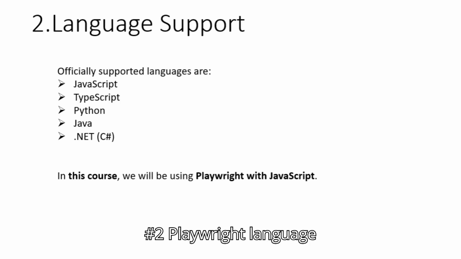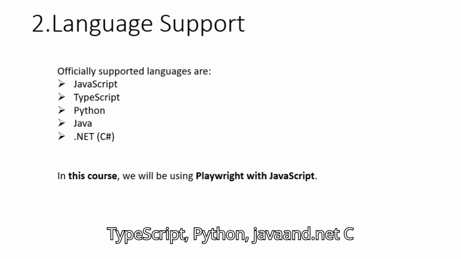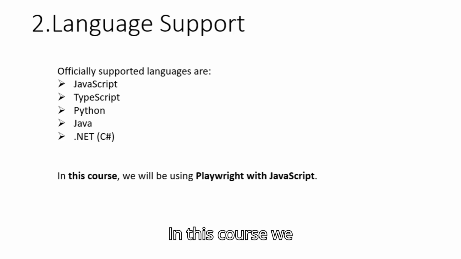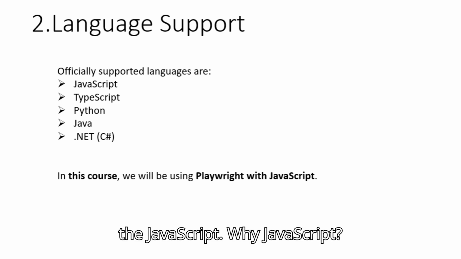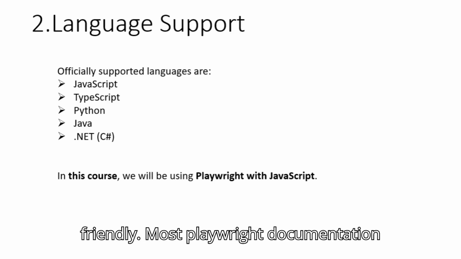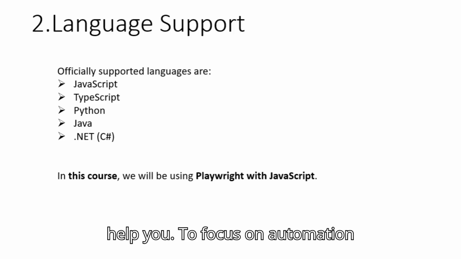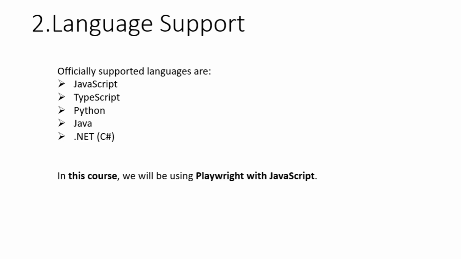Number 2. Playwright language support. Playwright officially supports JavaScript, TypeScript, Python, Java, and .NET C#. In this course, we will use Playwright with JavaScript. Why JavaScript? JavaScript is beginner friendly. Most Playwright documentation and examples use JavaScript. It helps you to focus on automation concepts.